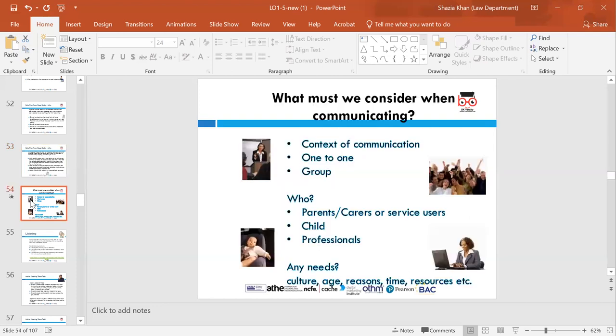What must we consider when communicating? So we need to consider the context of communication, how we can communicate with each other, be it one-to-one or in a group, what someone feels comfortable with, and who we communicate with: parents, carers, service users, a child, a patient, professionals, doctors, nurses, and any other needs that we could take into account.